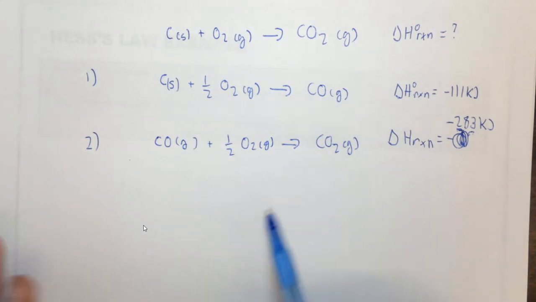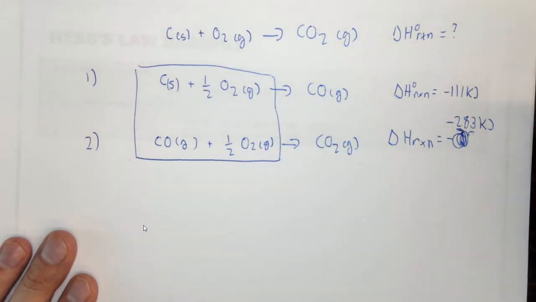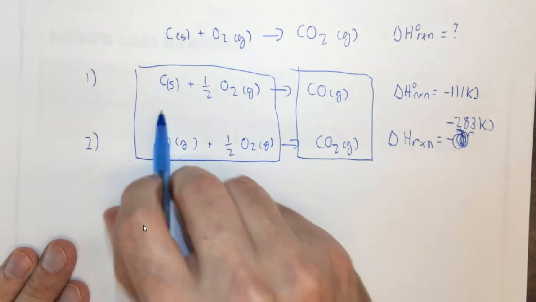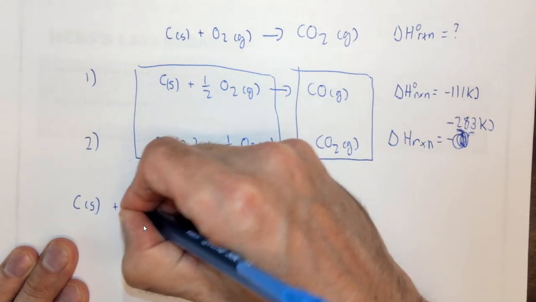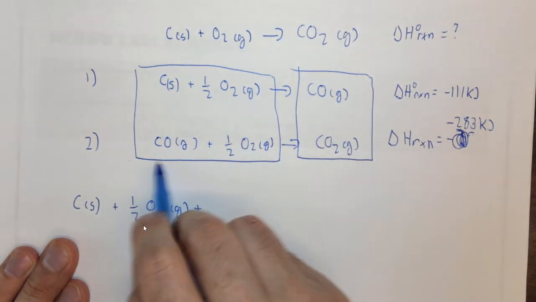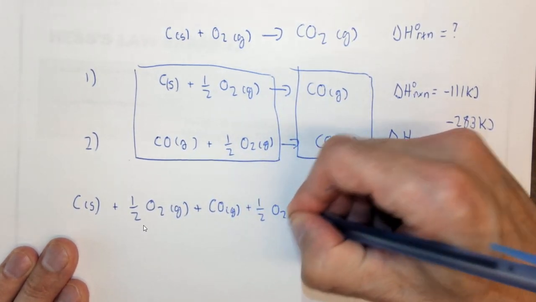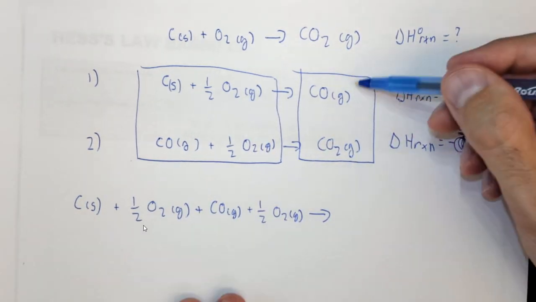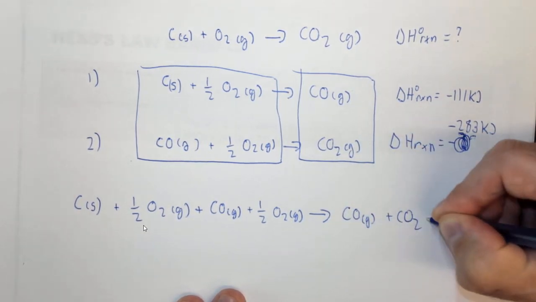So how do you add reactions together? Well, to do that, you take everything on the reactant side and you put it all on one reactant side. And you take everything on the product side and you put it on one product side. So let's do that. When we add these together, we get C solid plus half an O2 gas, these reactants, plus these reactants, CO gas plus half of an O2 gas. So I roll all four reactants on one reactant side. Now I write both products on the product side. CO gas plus CO2 gas.